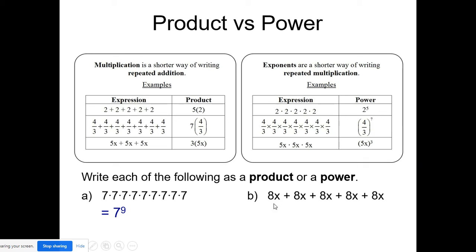Now, the next example, I have 8x plus 8x plus 8x plus 8x plus 8x. This time it's addition. So I can't use an exponent. Instead, I would use multiplication and say that that is the same thing as 5 times 8x, because I have 5 sets of 8x's. Now, we could go a step further and say that 5 times 8 is 40, and that is 40x, but I'm not going to do that.